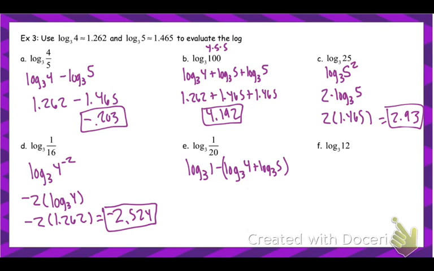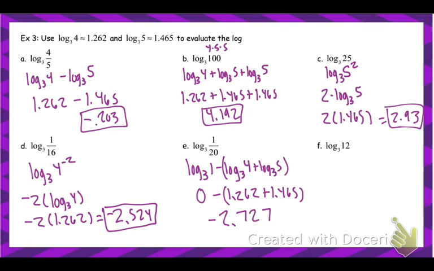Now, you might be looking at this and thinking, but log base 3 of 1 is not listed. Well, log base 3 of 1 is not listed, but log base 3 of 1 is something that I can really easily evaluate. 3 to the something power equals 1. Well, anything to the power of 0 is 1, so the log of the argument 1 is 0. So this is 0 minus 1.262 plus 1.465, which gives me a negative 2.727.